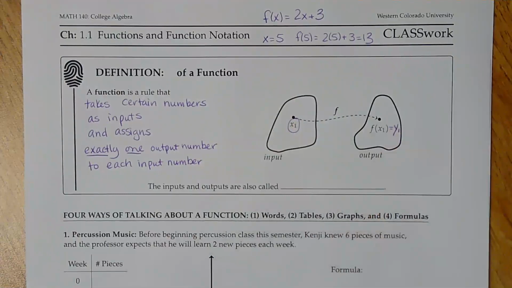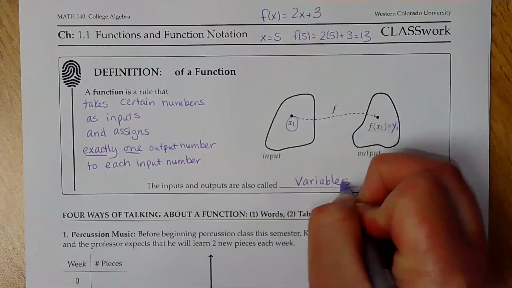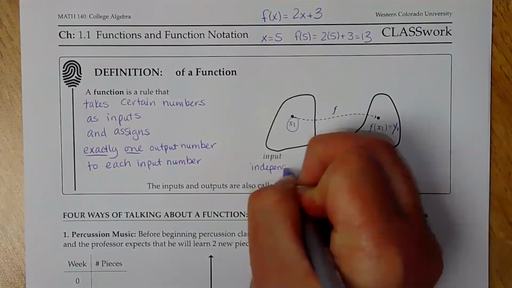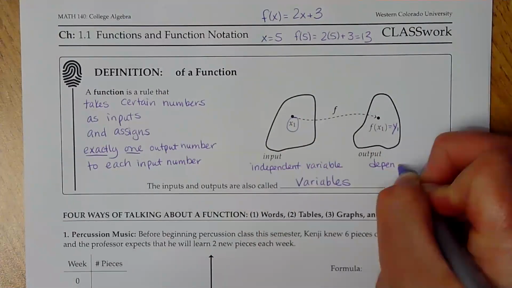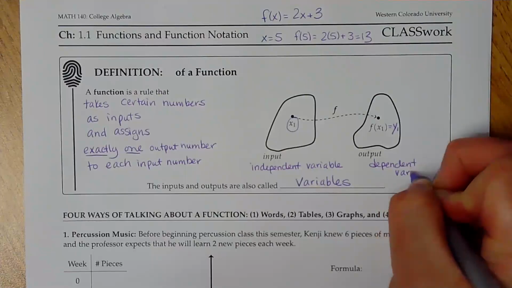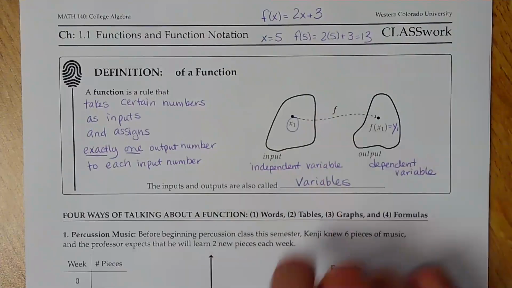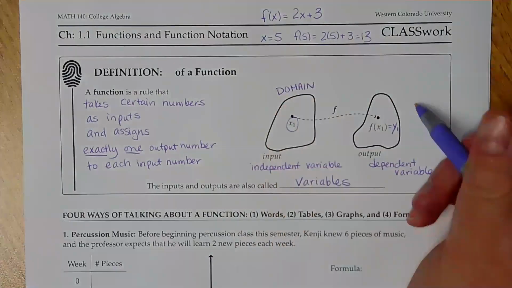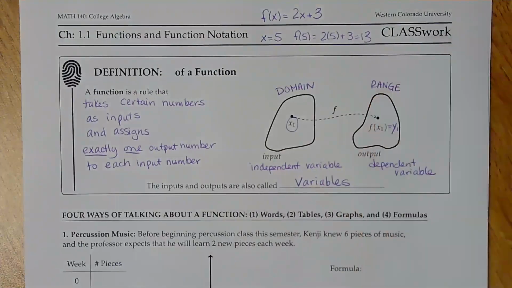Okay? So these inputs and outputs are called variables. Our input is our independent variable. And our output is our dependent variable. Okay, and you probably have heard of this also, that this set of all of our inputs or all of our independent variables, that's our domain. And the set of all of our outputs is our range. So that might be terminology that you're familiar with from a previous class. Okay, so that's our definition of a function.